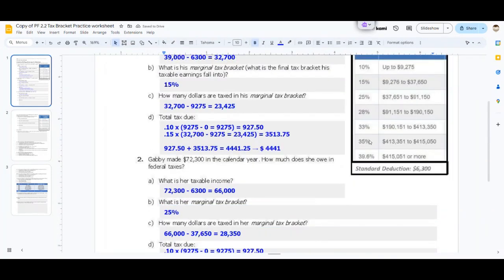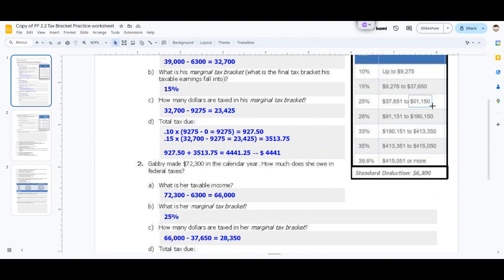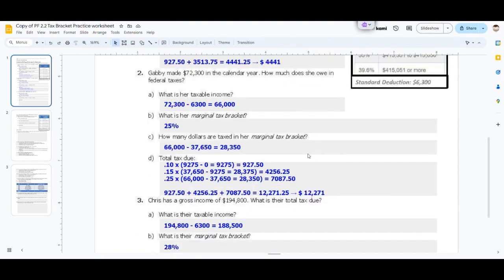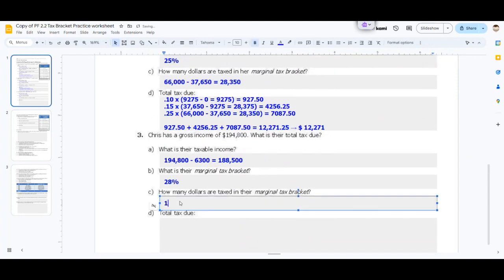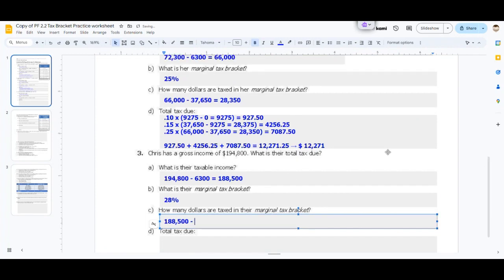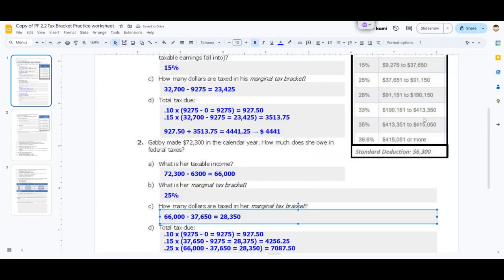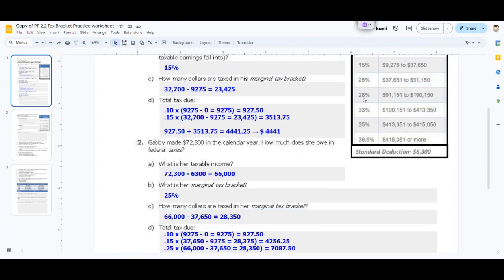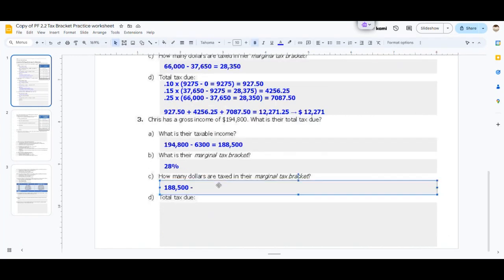How many dollars are going to be taxed in that tax bracket? Well, up until the 28%, $91,150 is taxed at one of these lower rates. So we need to take the last taxable dollar, 188,500, minus any dollars that were taxed at previous rates. Again, the upper limit of the previous bracket. So they fell in the 28% bracket, so we need to take out the upper limit of the 25% bracket, the one bracket above that. So that's 91,150.